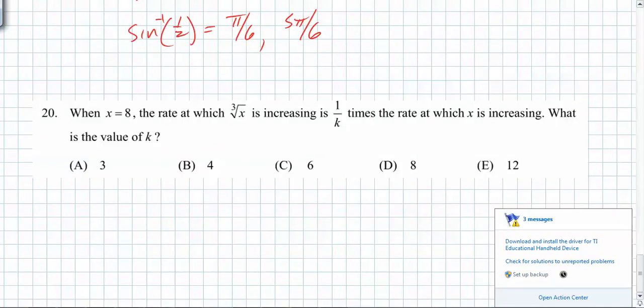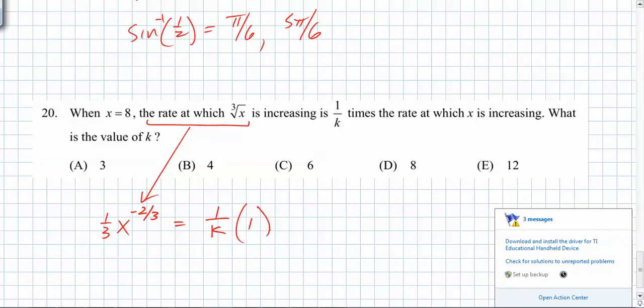Okay, so when x equals 8, the rate at which the cube root of x is increasing is 1 over k times the rate at which x is increasing. So what do we need to set up? It would be 1 over the derivative. Tell me what I should set up for an equality. That's going to be 1/3 x to the negative 2/3. So the rate is increasing is equal to 1 over k times the rate at which times what?